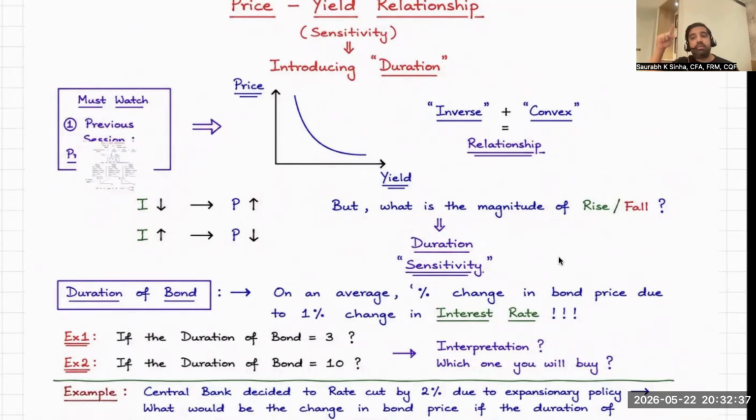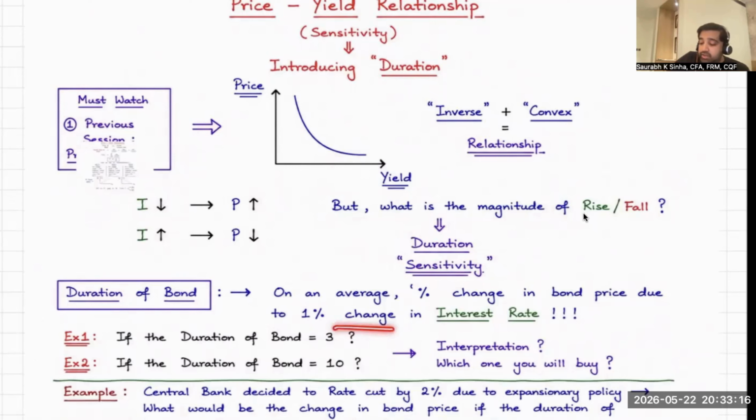In very simple language, if I have to define the word duration, please do not confuse it with the maturity of the bond. No, it's not the maturity of the bond. It is the sensitivity of the bond price with respect to interest rate. And if I want to define it exactly as per the CFA and FRM curriculum, then duration is, on an average, the percentage change in the bond price due to a 1% change in interest rate.